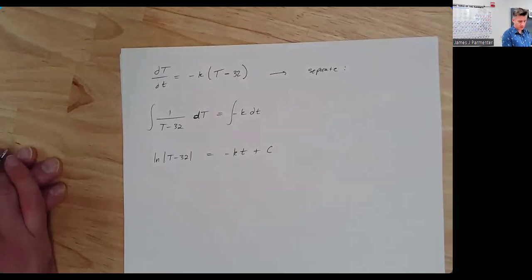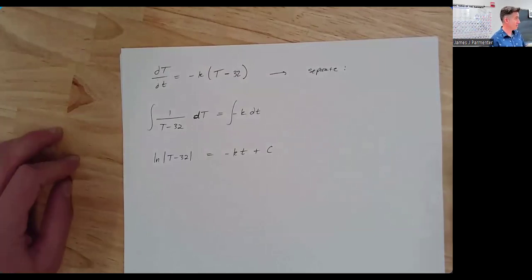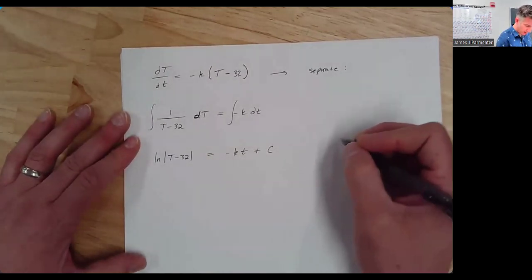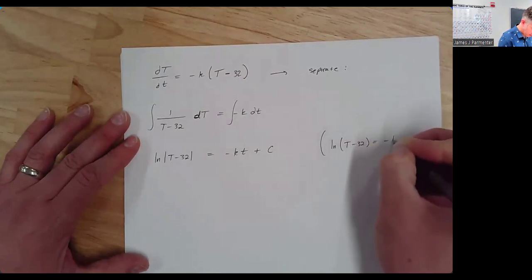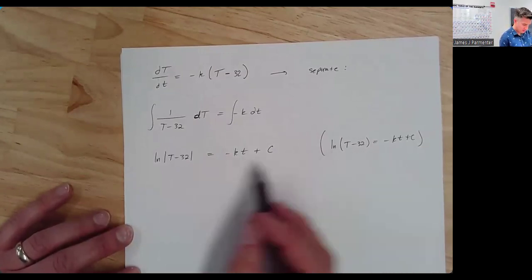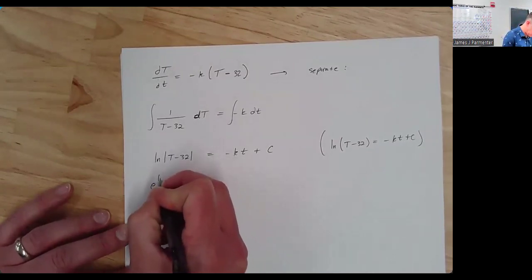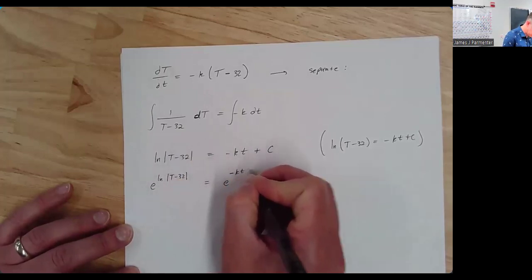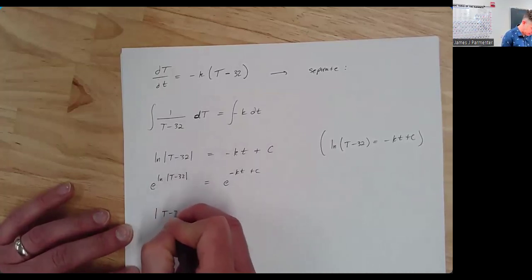I know I've said a few times that you can ignore this absolute value, but I feel like I didn't do a great job of explaining why, so I'm going to do it again and explain exactly why we get to ignore it. You could just jump right now to say that the natural log of T minus 32 is equal to negative kt plus C. But we're going to do it this way, and we'll talk about why we can make that assumption here. So I'm going to try to isolate capital T. I'm going to say that e to the natural log of the absolute value of T minus 32 is equal to e to the negative kt plus C. The left-hand side simplifies as just the absolute value of T minus 32.